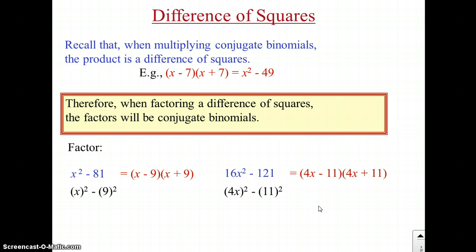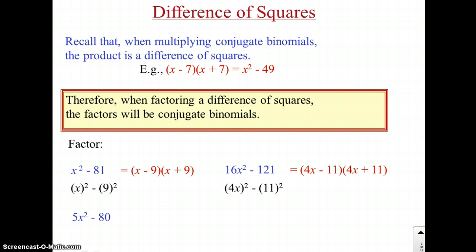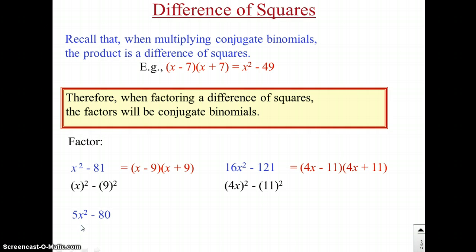All right. We look at a third one, 5x squared minus 80. I look at something like this, and I notice that 5x squared doesn't have a perfect square root, and neither does 80. So I must recall here how to common factor. I notice both these terms have a common factor of 5. So that should be my first step in this case. Take out a common factor of 5. So I divide both terms by 5, and I get 5 times x squared minus 16.